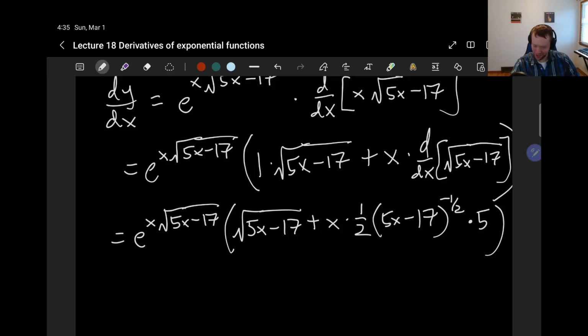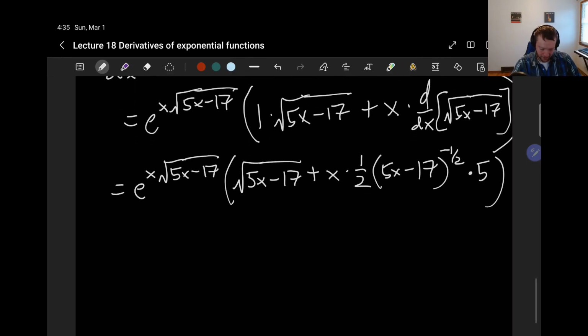All right, that's a little challenging. The good news is we're done taking derivatives in our steps. Now we're just looking to simplify.